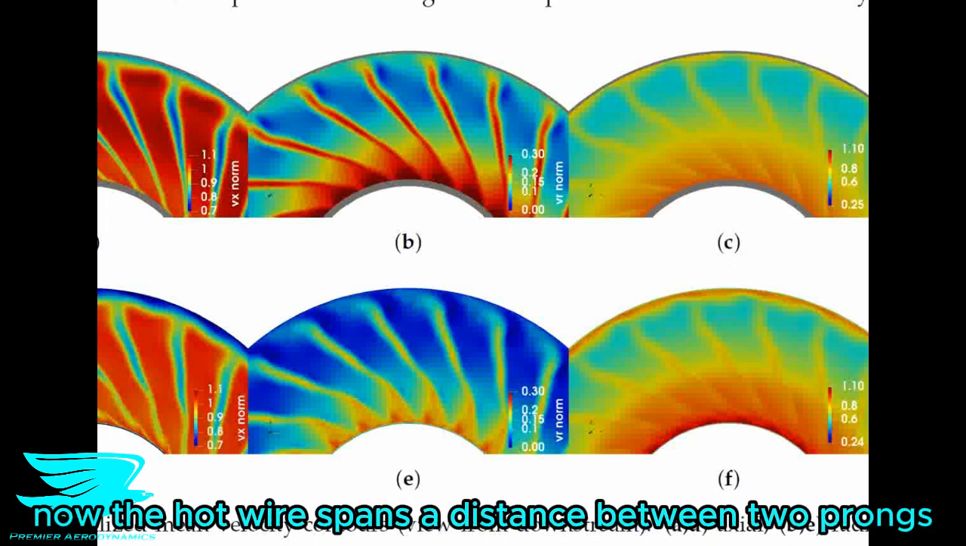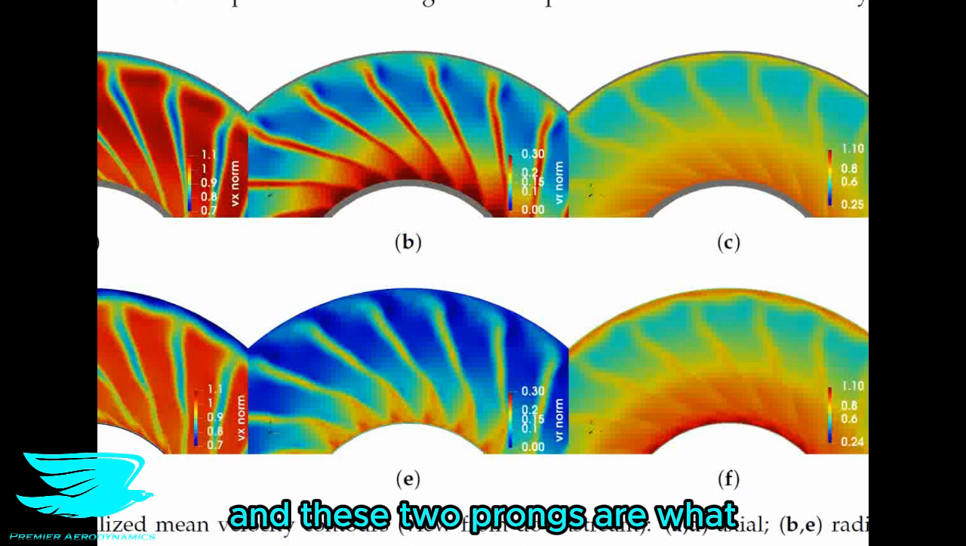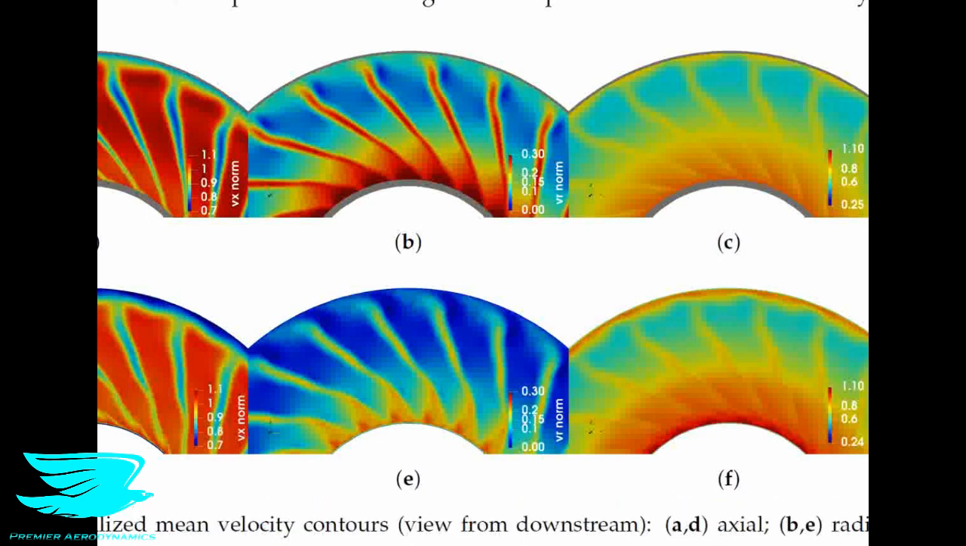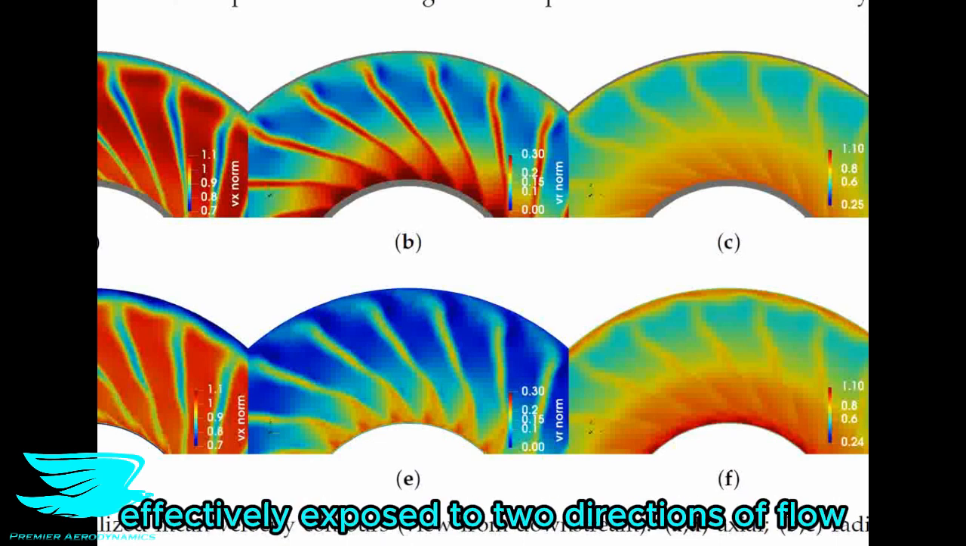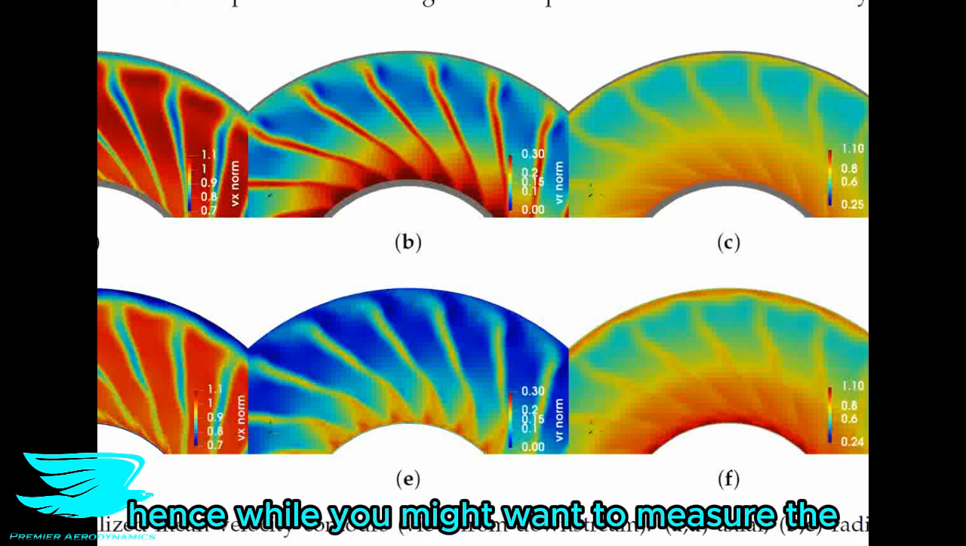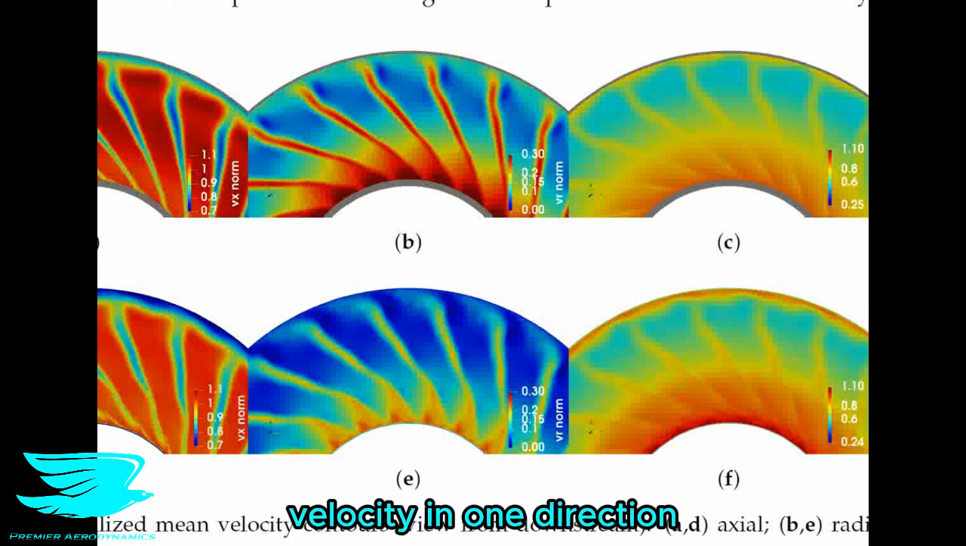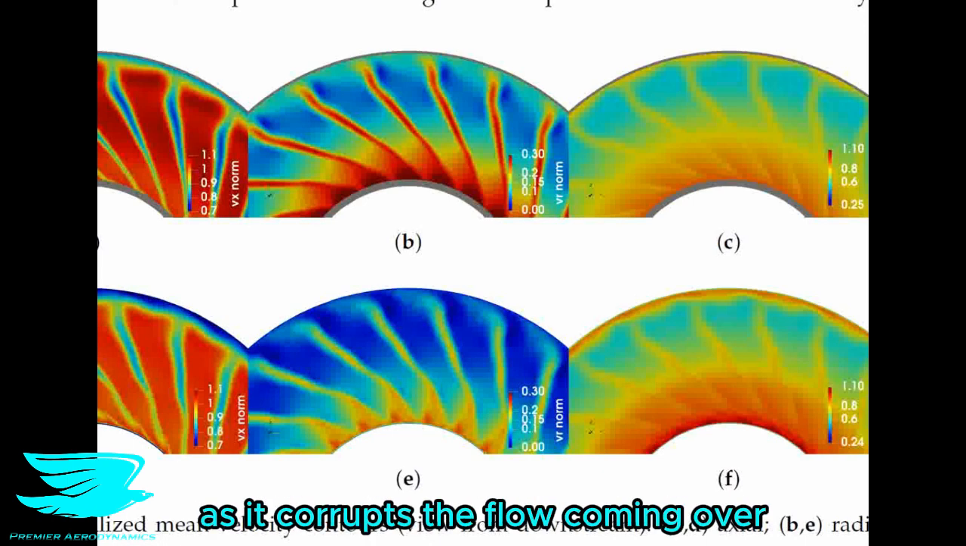Now, the hot wire spans the distance between 2 prongs, and these 2 prongs are what connect the hot wire to the rest of the circuit. So you have the wire effectively exposed to 2 directions of flow. Hence, while you might want to measure the velocity in one direction, you're going to measure some of the other velocity as well, as it corrupts the flow coming over.